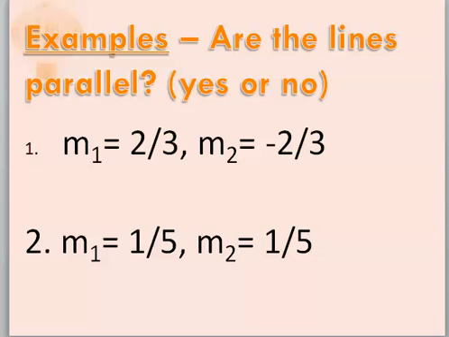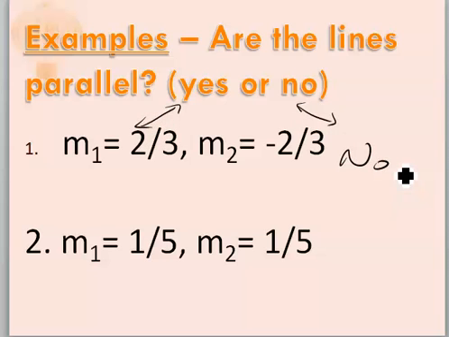So we're going to find out if the lines are parallel, yes or no. To be parallel, they must have the exact same slope. So our slope number 1 is 2 over 3, and slope number 2 is negative 2 over 3. Because this first one is positive, it would rise from left to right. The second one would fall. No, these are not exactly the same.